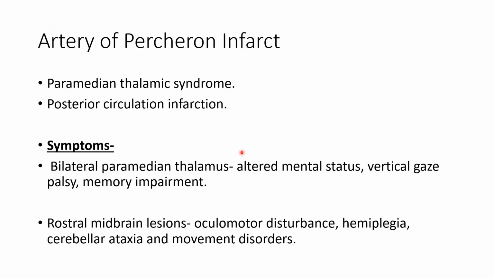Artery of Percheron infarction is the second cause. It's also called paramedian thalamic syndrome. It's mainly a cause of posterior circulation infarction. Symptoms include bilateral paramedian thalamus involvement. There's a classic triad of altered mental status, vertical gaze palsy, and memory impairment. Rostral midbrain lesions also cause oculomotor disturbance, hemiplegia, cerebellar ataxia, and movement disorders.